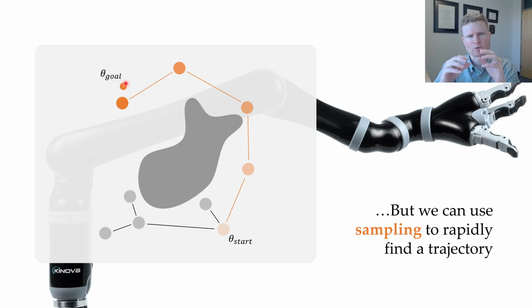And the idea here is that we're going to sample random joint positions and see if we can find a path just using these sample positions from my start to the goal. So I'm not going to have to check every possible joint position. I'm just going to be looking through these sampled options. So how do we sample? How do we assemble them together? Well, that's what we're going to talk about today.